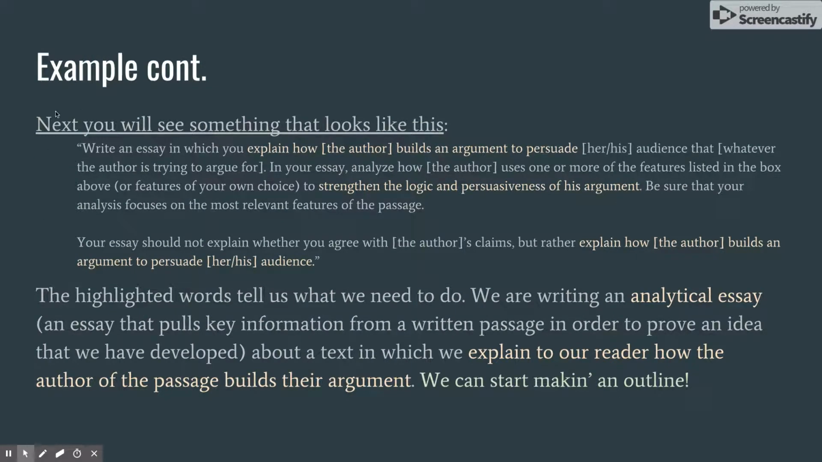Next, you will see something that looks like this. The highlighted words tell us what we need to do. We are writing an analytical essay, an essay that pulls key information from a written passage in order to prove an idea that we have developed, about a text in which we explain to our reader how the author of the passage builds their argument. We can start making an outline.